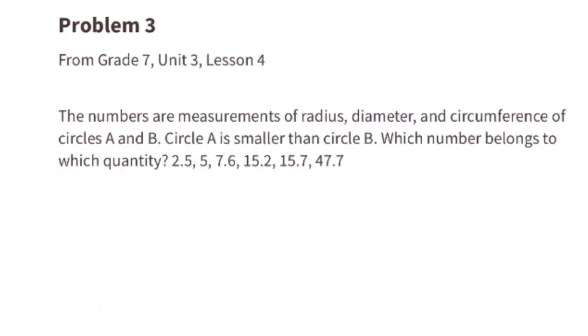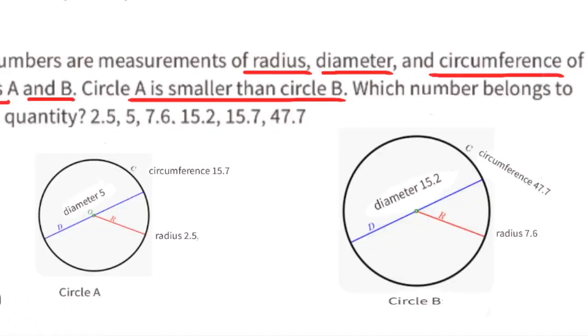Problem number 3 from 7th grade, Unit 3, Lesson 4. The numbers are measurements of radius, diameter, and circumference of circles A and B. Circle A is smaller than circle B. Which number belongs to which quantity? Let's look at some circles. Circle A is smaller. Now let's look at the numbers.